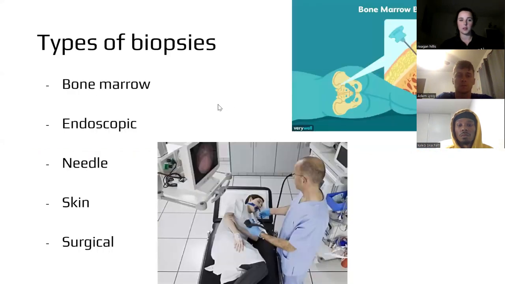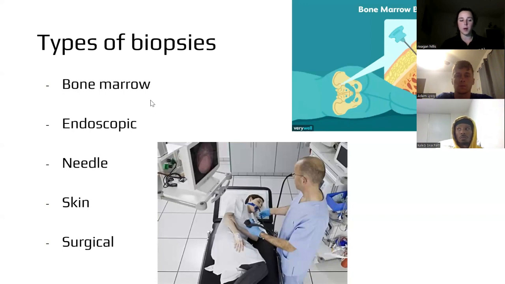And these are the different types of biopsies that can be done on a patient. So a bone marrow biopsy would typically be done with a needle that is inserted into the spongy layer of the bone, which is in the middle, and that is taken out and examined. And this can test for different things like leukemia, anemia, and lymphoma.